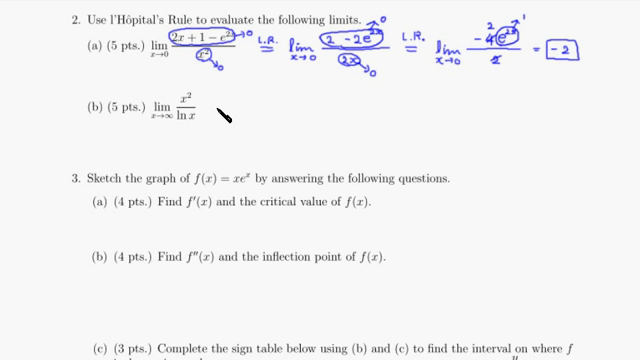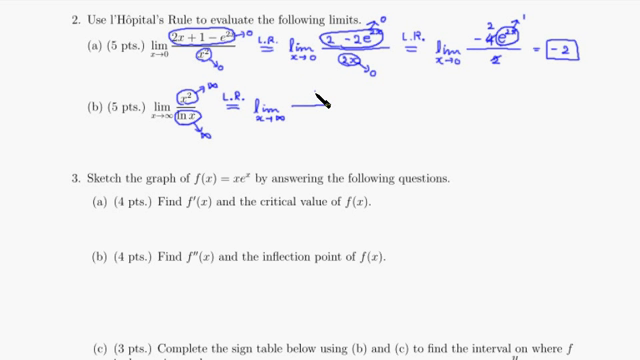Part B. As x approaches infinity, let's try that. The natural log of infinity is still infinity, so the denominator goes to infinity. And the top, infinity squared, is still infinity. So we can use L'Hopital's rule. So we have a limit as x approaches infinity.